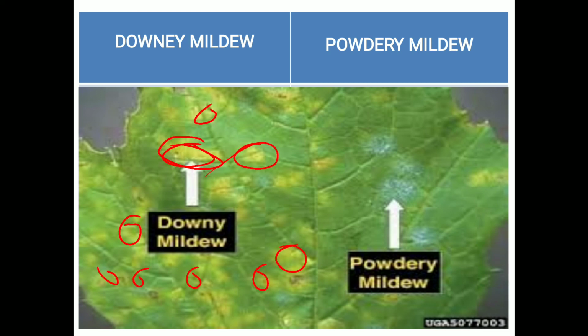In case of powdery mildew, on the upper surface of leaves, whitish powdery growth is observed. This is the basic difference between downy and powdery mildew. For control of downy mildew, we can use the chemical metalaxyl at a rate of 0.1% or 0.2%. And for control of powdery mildew, we use sulfur at a rate of 0.3%, that is 3 grams per liter of water.